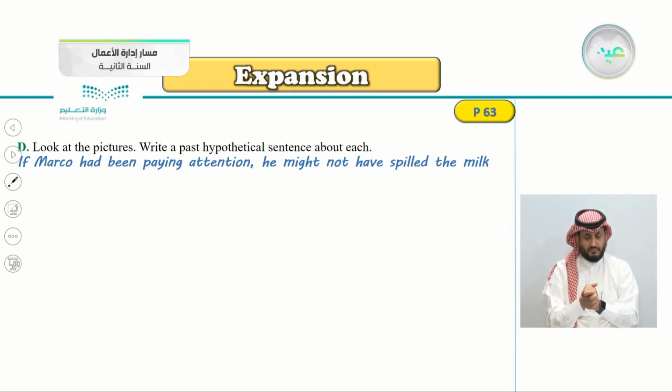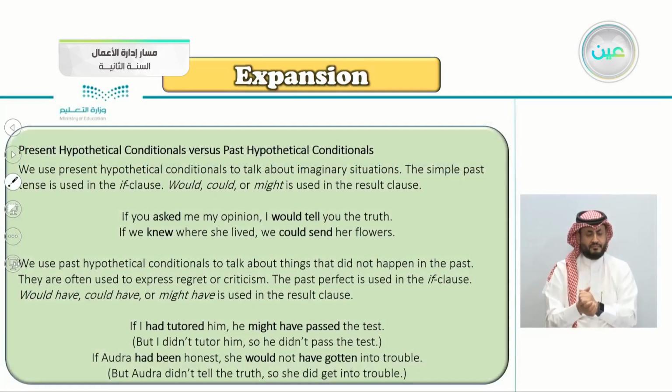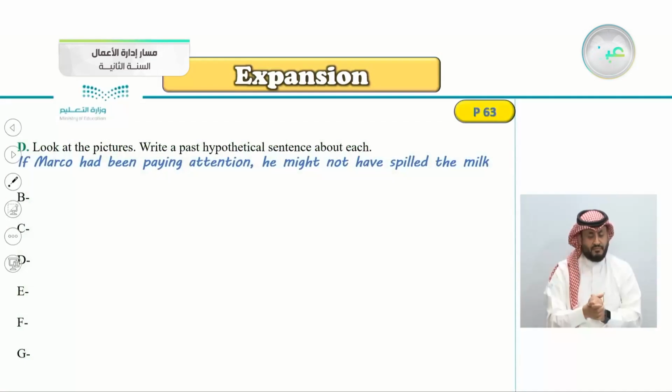So look at the pictures again, write a past hypothetical sentence about each one. And if you remember, this is the past hypothetical conditional here. We used the past hypothetical conditional about things that did not happen. And the form in the if clause, we use the past perfect in the if clause, and we use would have, could have, or might have in the result clause.